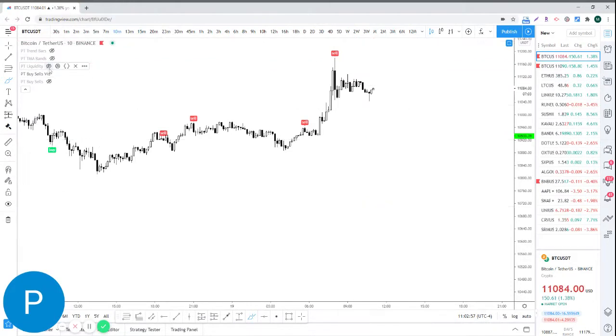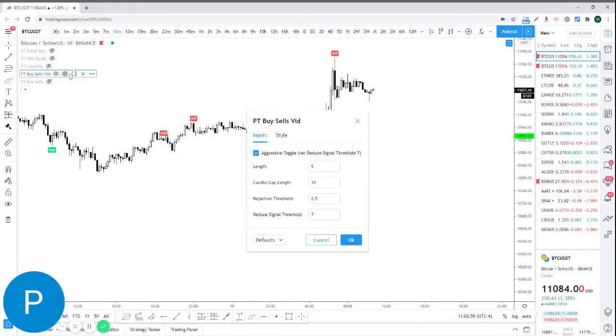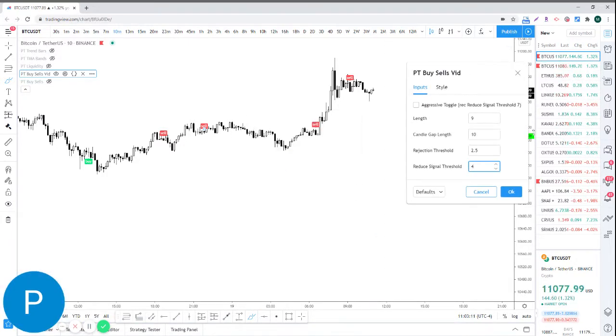And then we have your buys and sells, which have two settings. You have your standard default, which is 9, 10, 2.5, with a reduced signal threshold of 4. Those are the default settings. The indicator was built around these specific settings because they're conservative and they don't fire often.